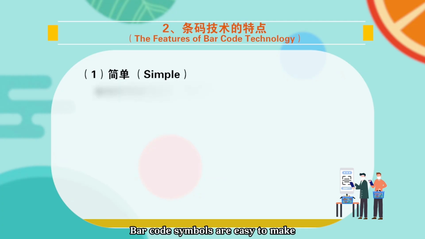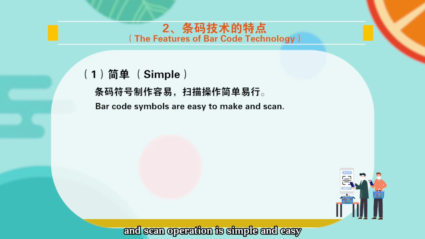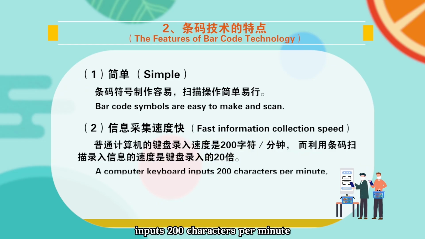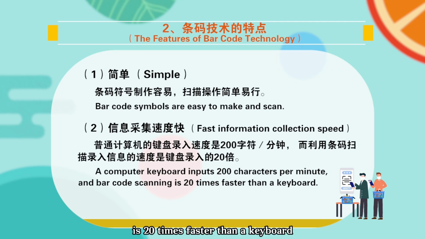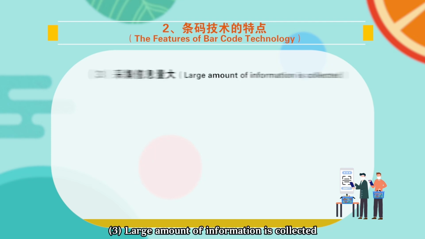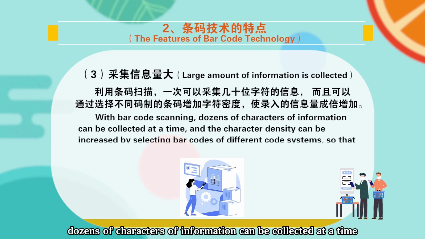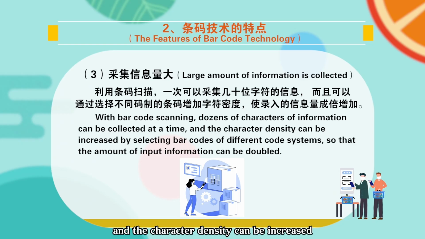1. Simple. Barcode symbols are easy to make, and scan operation is simple and easy. 2. Fast information collection speed. A computer keyboard inputs 200 characters per minute, and barcode scanning is 20 times faster than a keyboard. 3. Large amount of information is collected. With barcode scanning, dozens of characters of information can be collected at a time, and the character density can be increased by selecting barcodes of different code systems so that the amount of input information can be doubled.